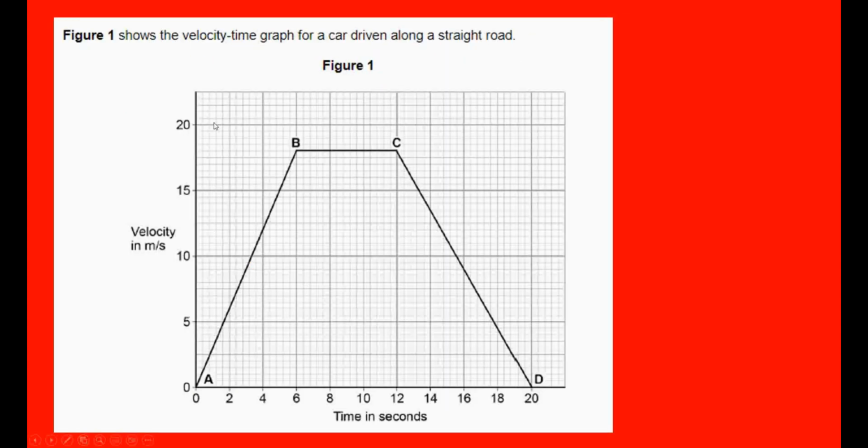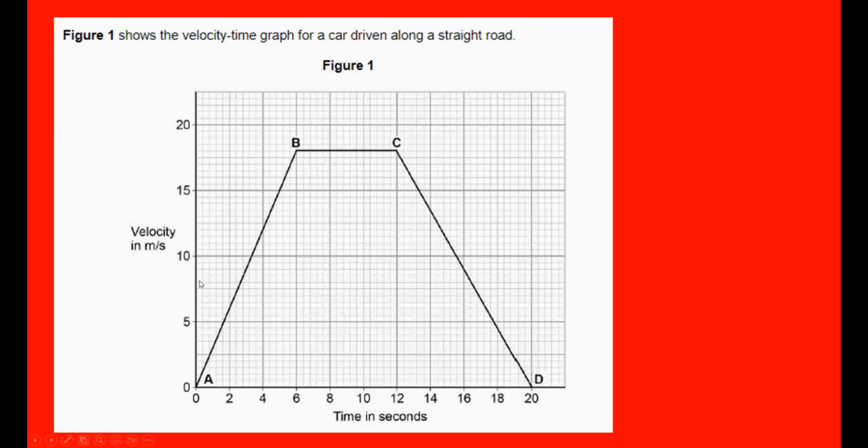I'm not 100% sure if you'll be able to see the graph when I put up the question next to it. So if you can take a screenshot of this, or you can go back to it if you need to actually use the graph. The question is on velocity time graphs. It's a car driving along a straight road. We've got velocity in meters per second and time in seconds, and we've got this graph split up into 4 sections.